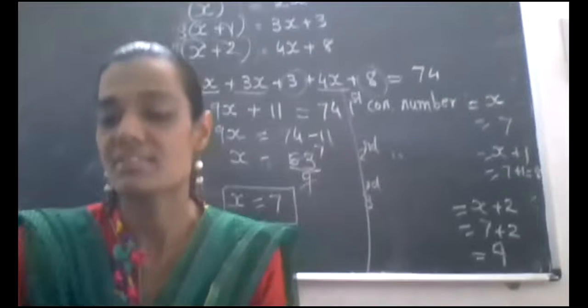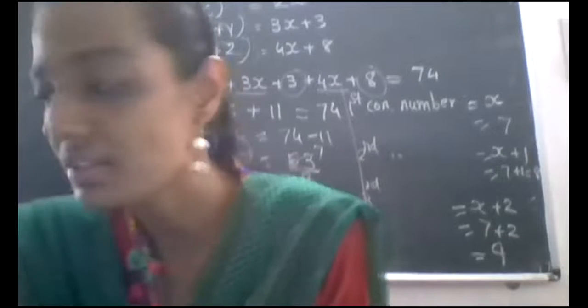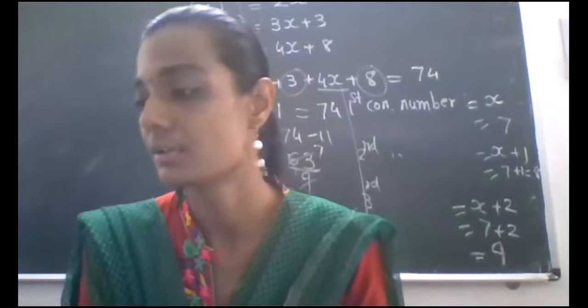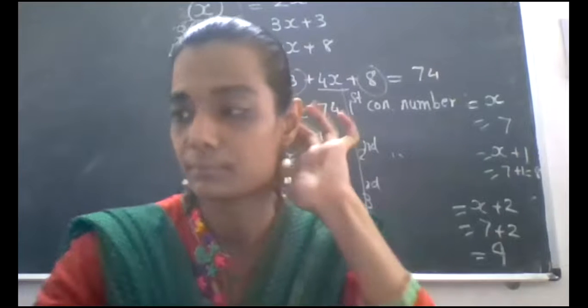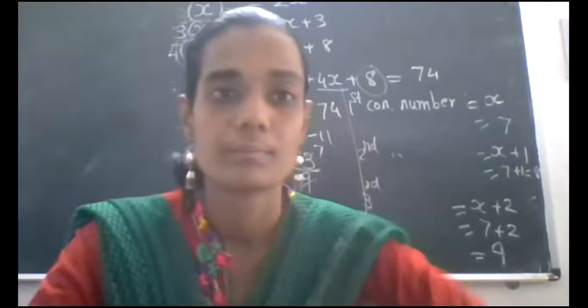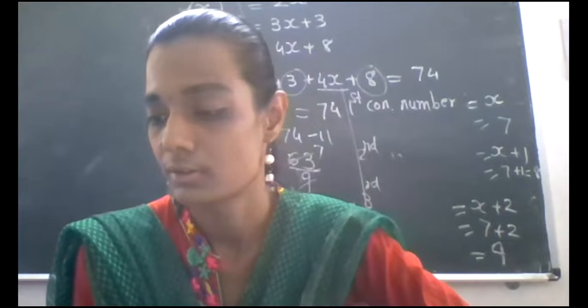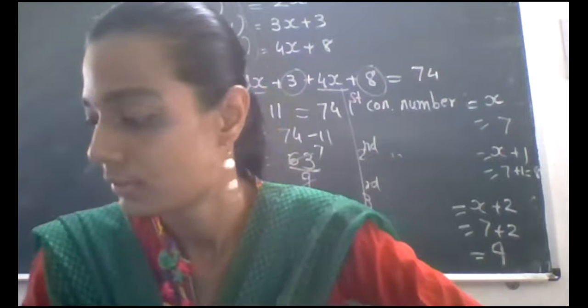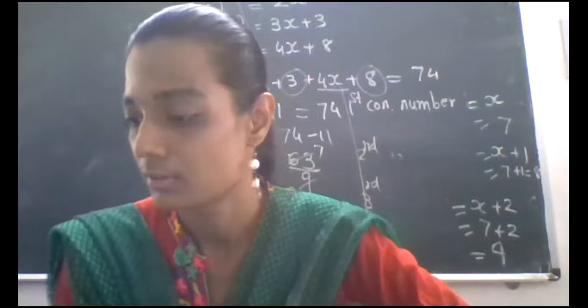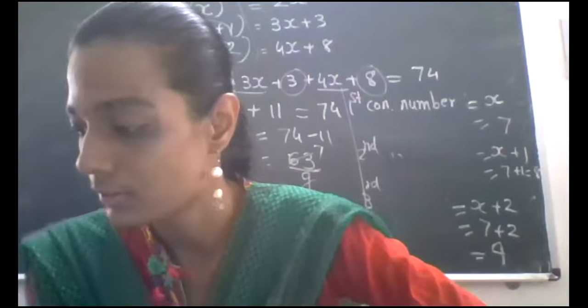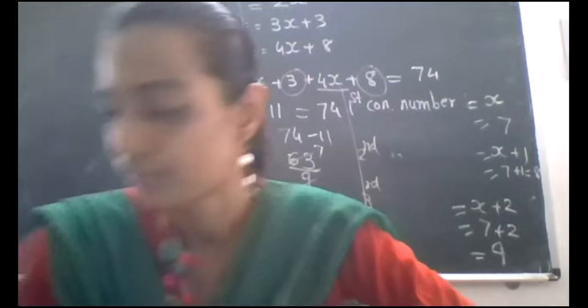Okay, now the next question. What is the next question? Read it out. The ages of Rahul and Harun are in the ratio 5:7. 4 years later, the sum of their ages will be 56 years. What are their present ages?